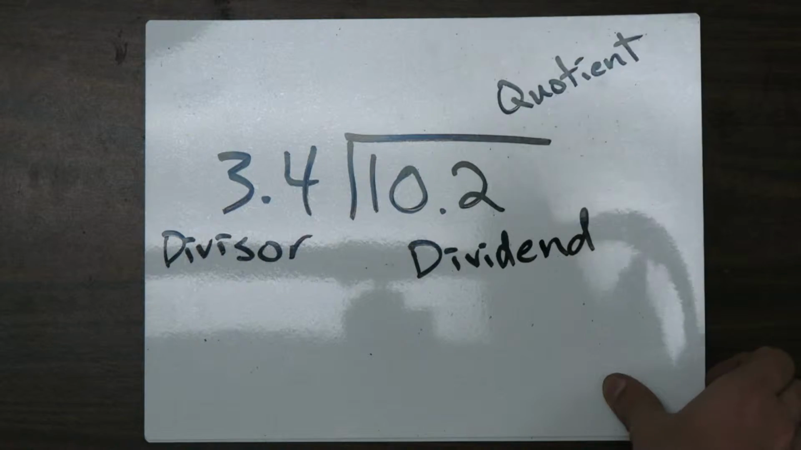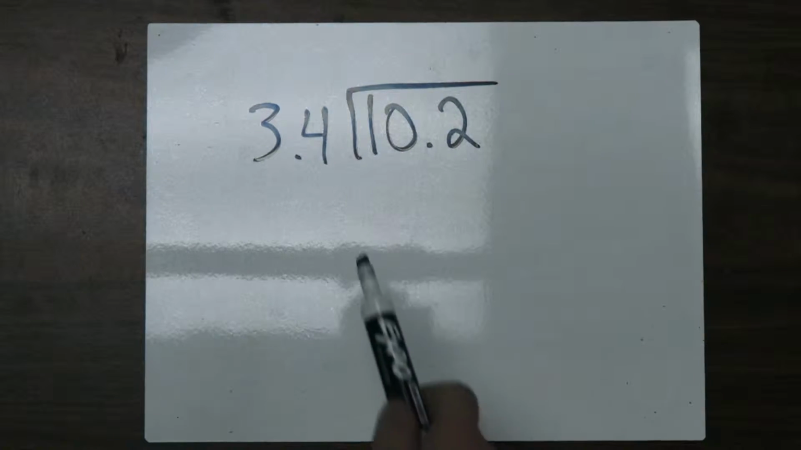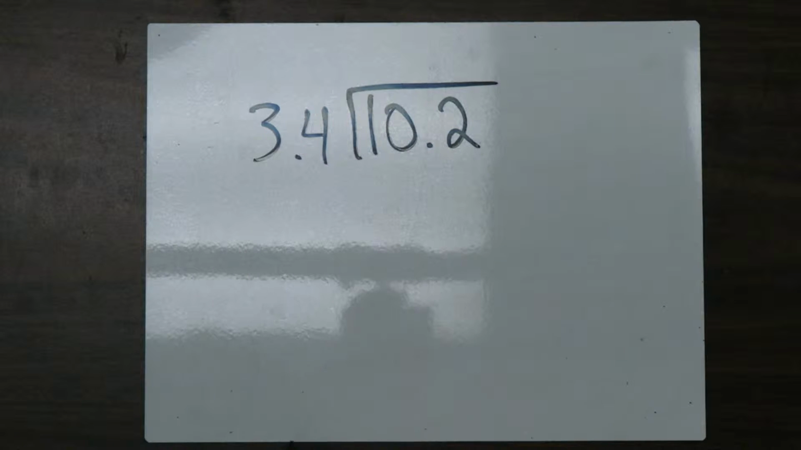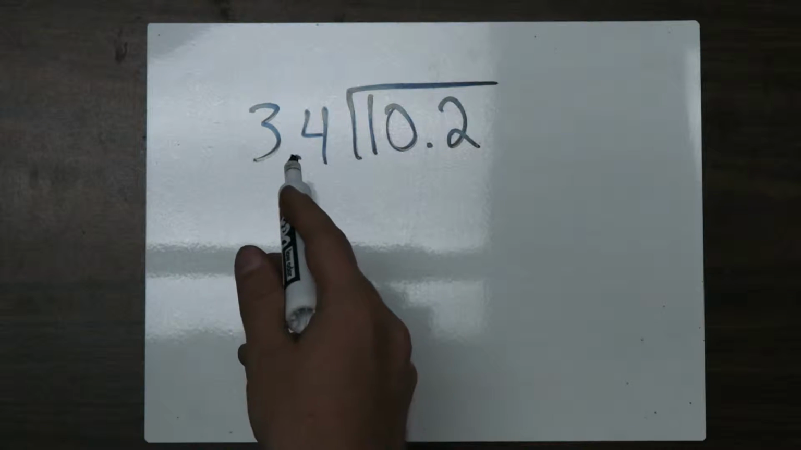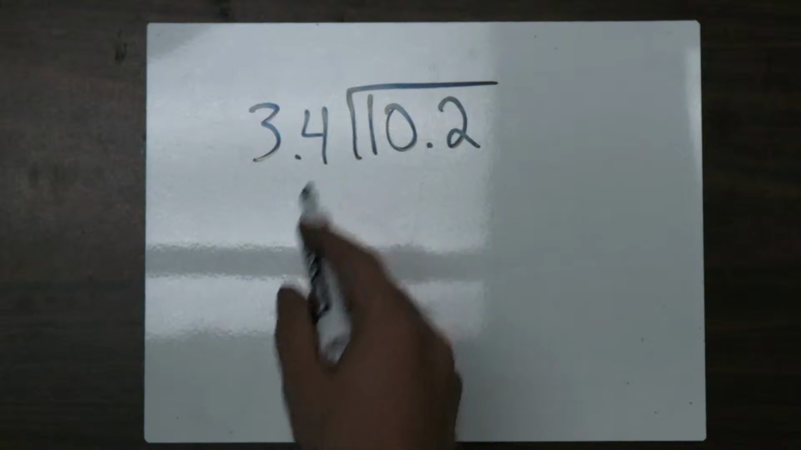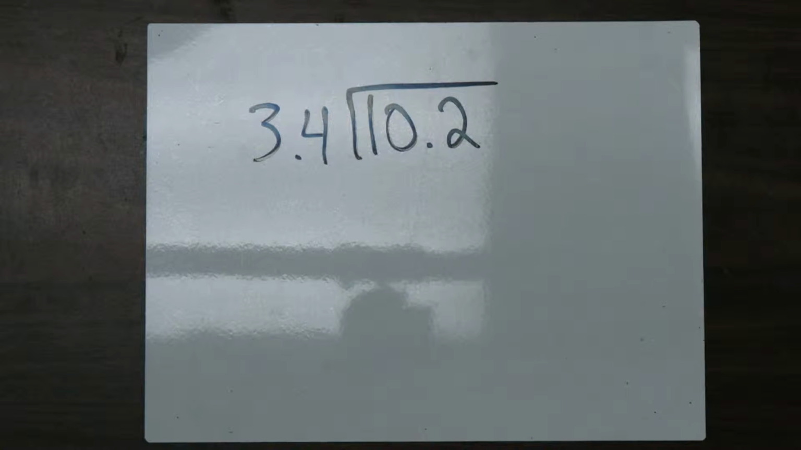So how do we actually divide these numbers? Well, let's start from the beginning. I have 10.2 divided by 3.4. What I'm really saying here is how many times does 3.4 go into 10.2? The way I have to do this is I have to move the decimal point on my divisor as many spaces over to the right until it gets to the end of my number.